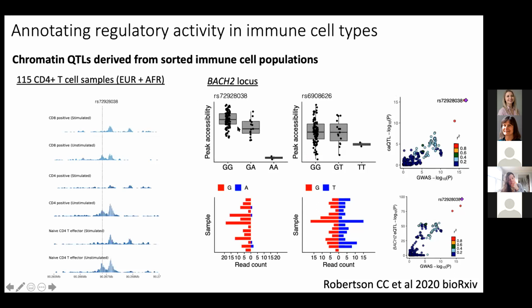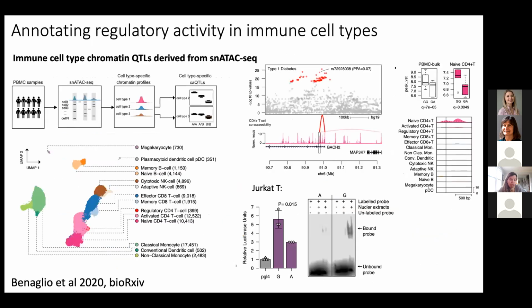One example is a very nice one, the BACH2 locus, where I think this locus is fine mapped down to a very small number of variants. One of the variants on the left has clear molecular effects on chromatin accessibility in T cells, where the other one doesn't, suggesting that this variant is causal or functional, and likely causal for type 1 diabetes at this locus. It also is correlated with the expression of BACH2.